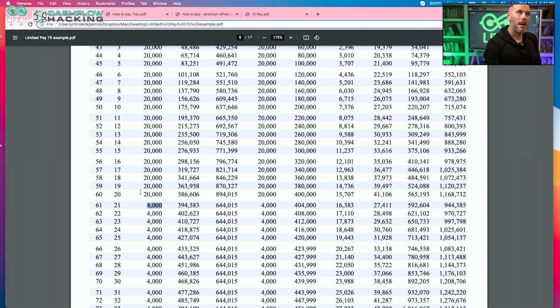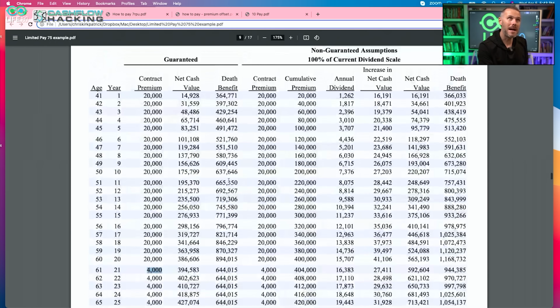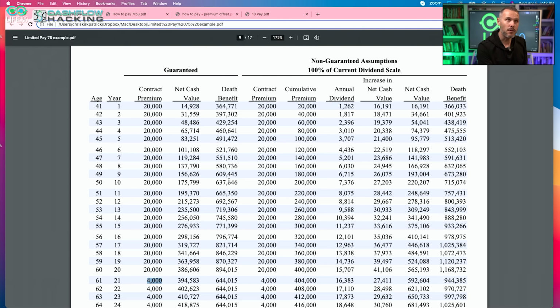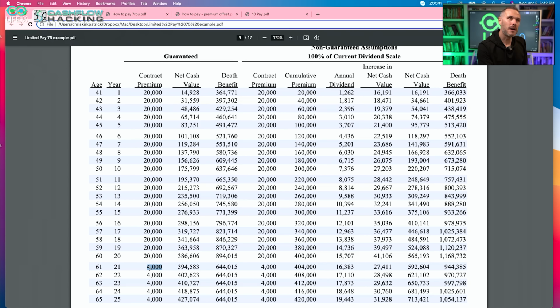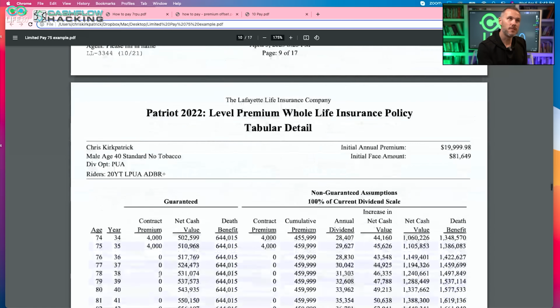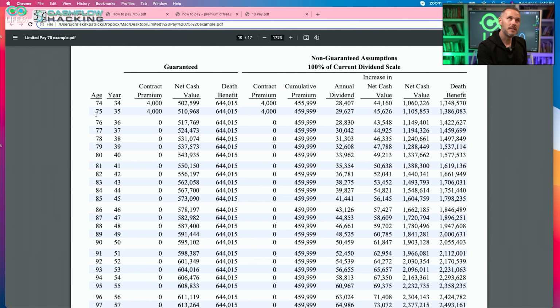At that point in time, I took the paid up additions off because I had to, because the term rider expired. So it didn't let me put any more money into the policy. This is what I would call a maximum efficient contract, as far as cash value growth goes. And then what we're talking about here is you have the base coverage of the policy going from there out until the policy is fully paid at age 75.